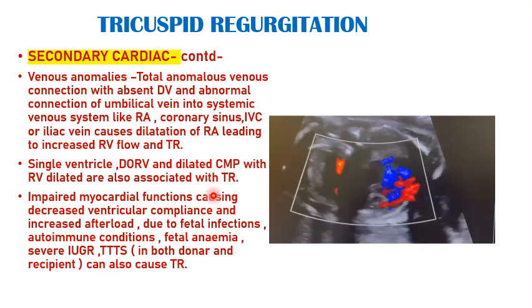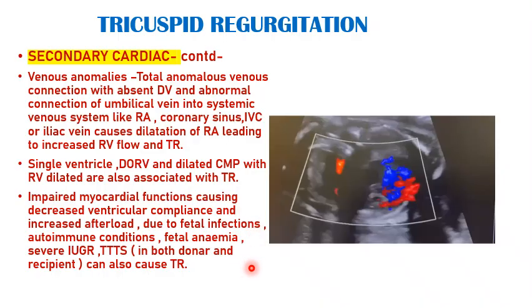Secondary cardiac pathologies can also be seen in venous anomalies like total anomalous pulmonary venous connection with absent ductus venosus and abnormal connection of the umbilical vein into the systemic venous system like the right atrium, coronary sinus, IVC or iliac vein, where it will cause dilatation of the right atrium leading to increased right ventricular flow and tricuspid regurgitation. TR can also be seen in single ventricle, DORV, and dilated cardiomyopathy with right ventricular dilatation. These all are associated with tricuspid regurgitation.